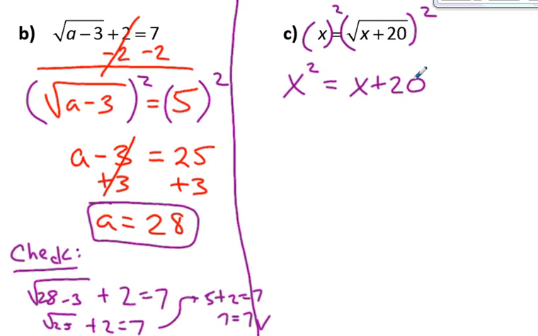Now, I'm going to pause here because this equation is a little different than the other two that we've done. The other two that we've done, when we square both sides, we get a linear equation. That means that the a value has a power of 1. Okay, so all we have to do is add or subtract, multiply or divide, and we get our answer. But in part C, we actually have a quadratic equation. That means we have an x squared involved.